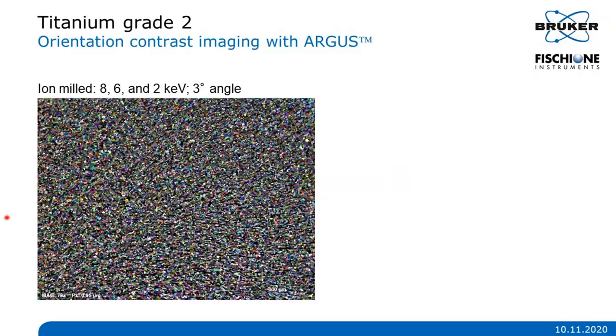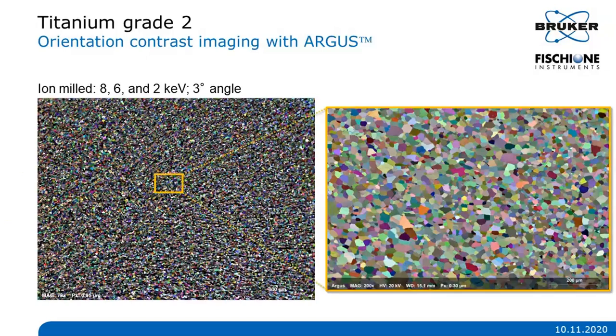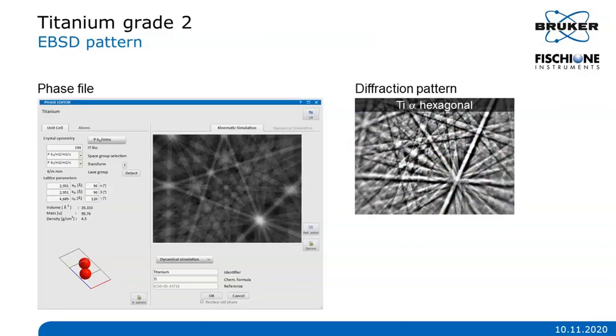So if we zoom in, we can see that we have a very fine structure. Now we are using a pixel size of 300 nano. And as you can see, it looks quite promising for the EBSD measurement. The phase was identified using combined EDS and EBSD in a single measurement. As you can see on the right, the diffraction pattern is of great quality. So it's pure titanium, so HCP hexagonal titanium.